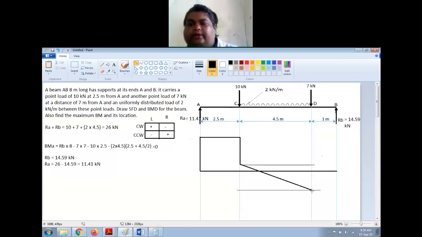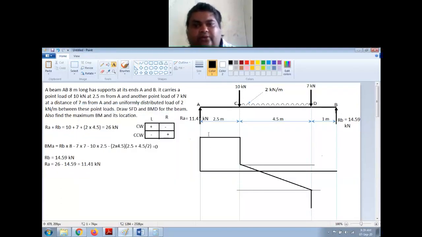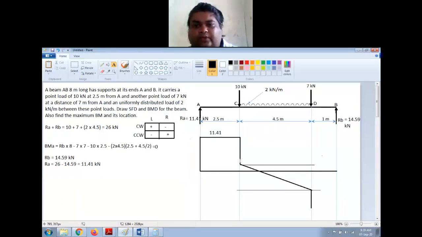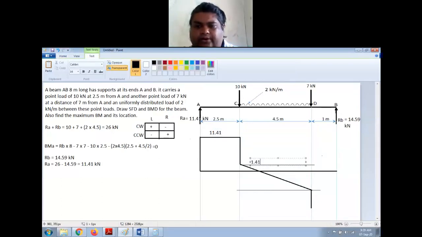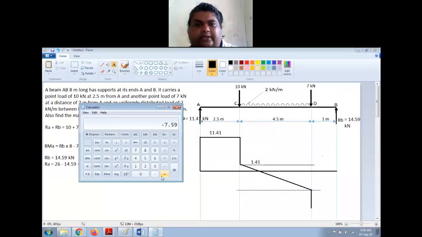Okay. Now from here I have another force which is 7 kilonewton, which is acting downwards. So from here I will draw a straight line. Now this represents 7 kilonewton. By the way, here let me just write these values. Now here this is 11.41. Now 11.41 minus 10, this is 1.41. 1.41 minus 9 is minus 7.59.